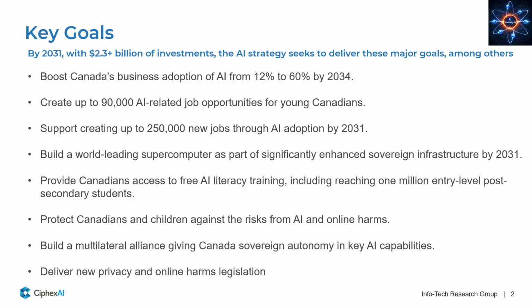Businesses using AI is really quite low right now at 12%. Create jobs for youth, create jobs throughout specific sectors, create a supercomputer and AI infrastructure for businesses and the government. What's not listed sometimes is this new privacy legislation that everybody's hoping that they'll come out with.